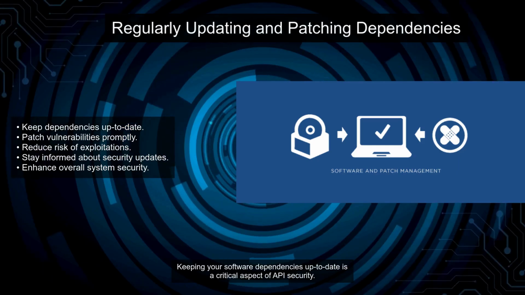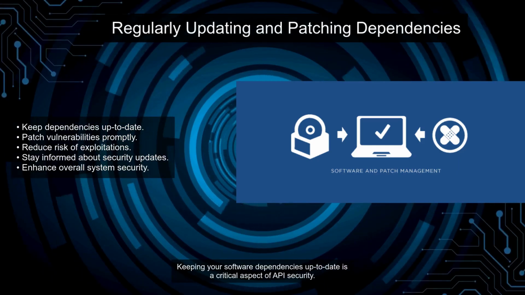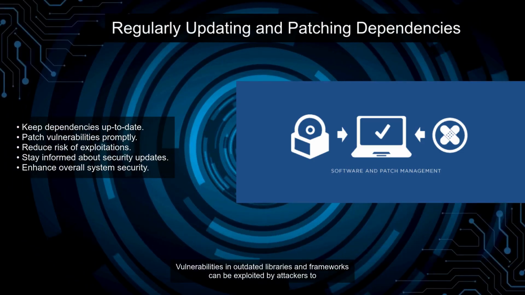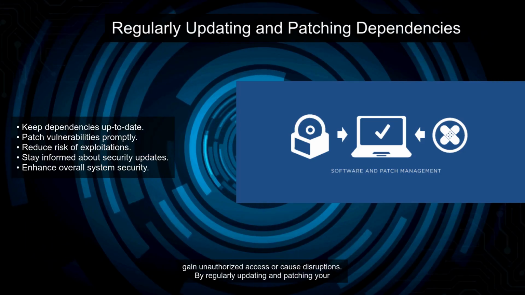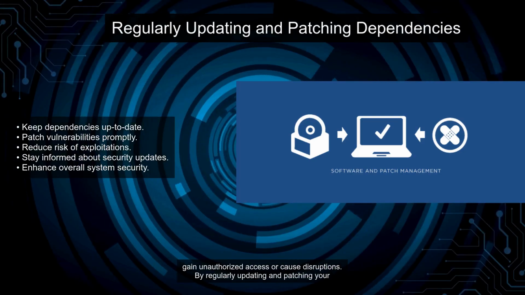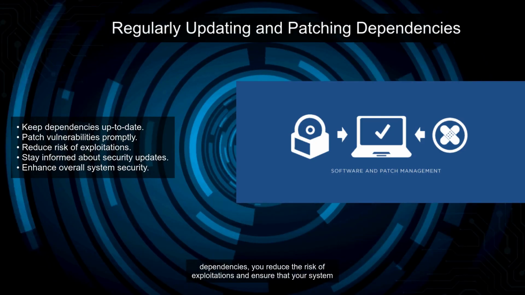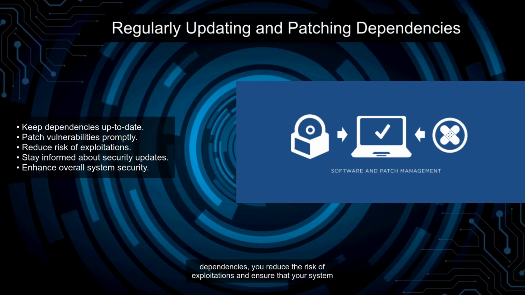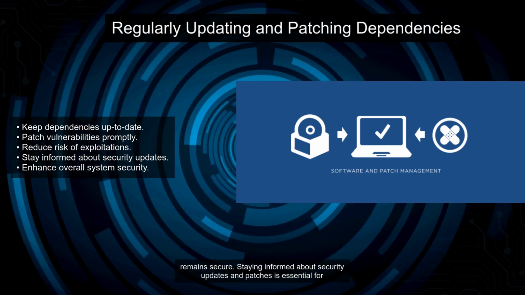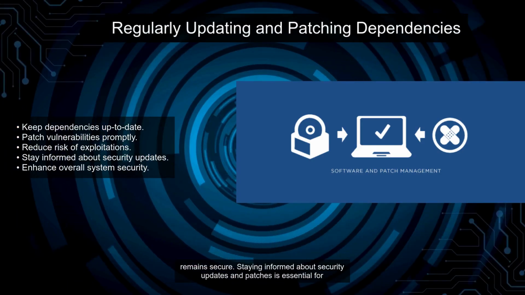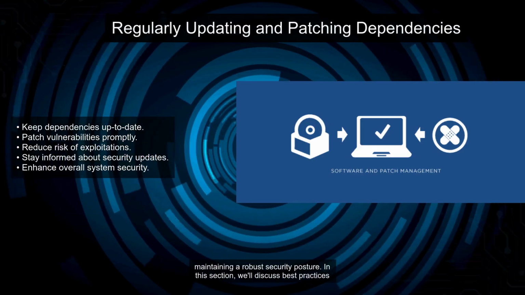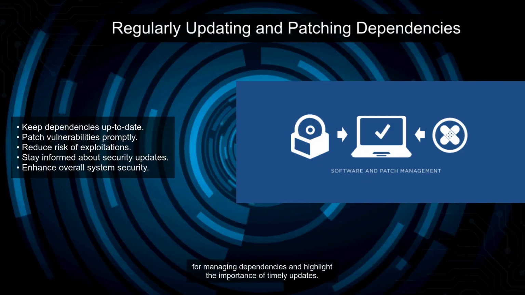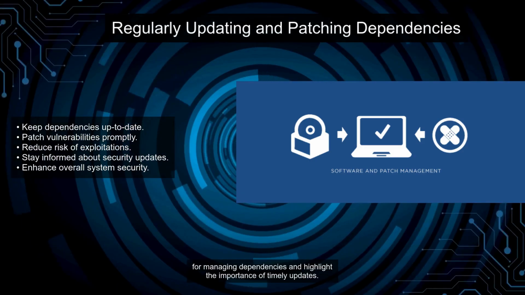Keeping your software dependencies up to date is a critical aspect of API security. Vulnerabilities in outdated libraries and frameworks can be exploited by attackers to gain unauthorized access or cause disruptions. By regularly updating and patching your dependencies, you reduce the risk of exploitations and ensure that your system remains secure. Staying informed about security updates and patches is essential for maintaining a robust security posture. In this section, we'll discuss best practices for managing dependencies and highlight the importance of timely updates.